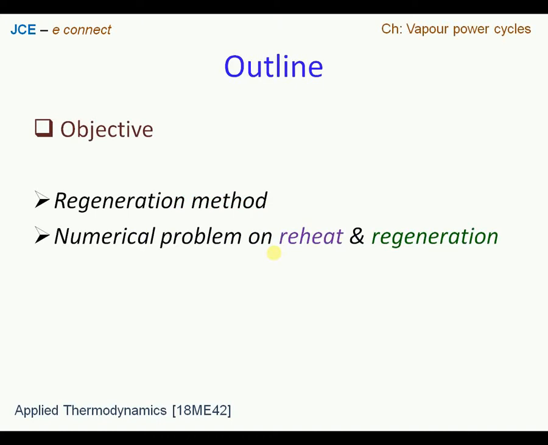In this class, we will look at one more method which is used to improve the thermal efficiency in a steam power plant. So that is regeneration. So we're going to look at one more method, that is the regeneration method. And based on this method, we are going to take up one numerical problem, which is a combination of the reheat method, which we have discussed in our earlier class, and the regeneration method, which we are going to study today. So this is what we are going to look at in today's class.